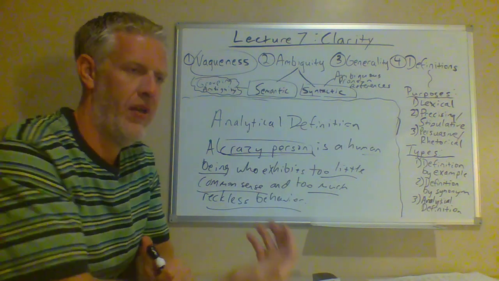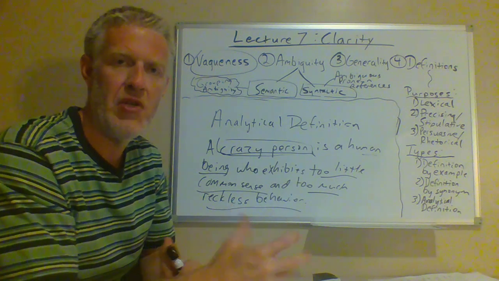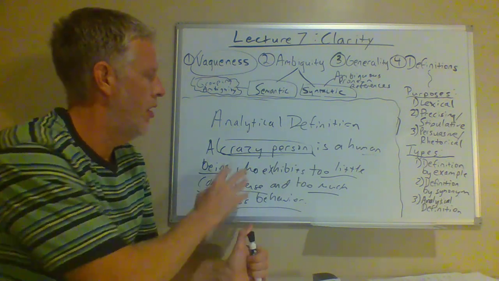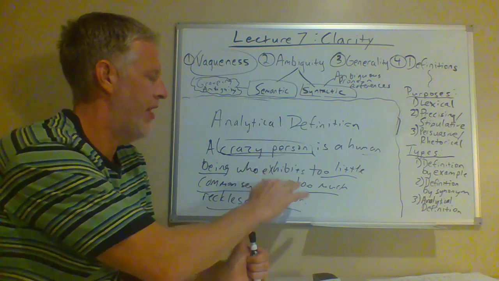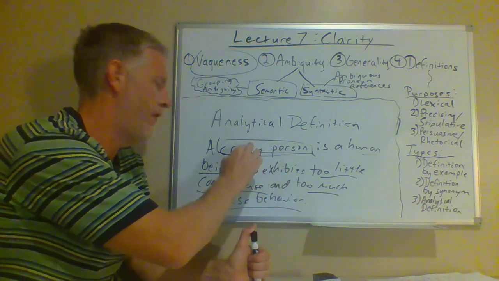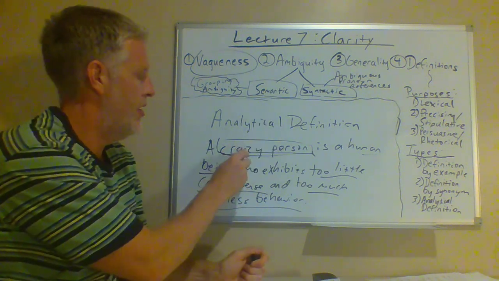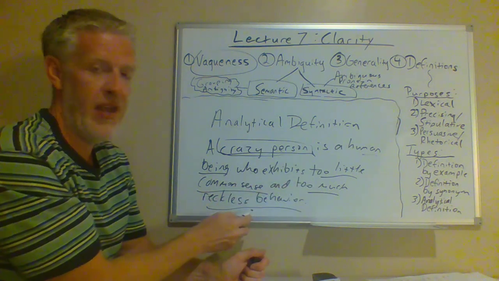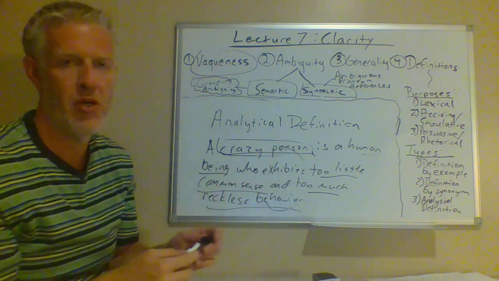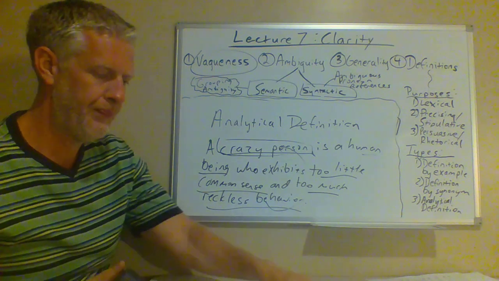As I mentioned also, at the bottom of slide 14, a lot of dictionary definitions will take this form. You're outlining all the things that something has to satisfy in order to qualify. So is Joe Blow a crazy person? It depends. Are they a human being who exhibits too little common sense and too much reckless behavior? If yes, then sure, they're a crazy person. If not, then no. So that's what we mean by an analytical definition.